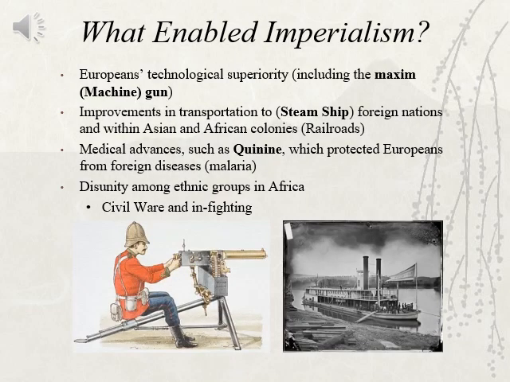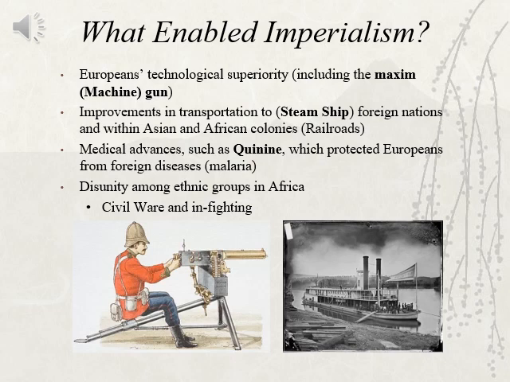So what helped enable imperialism? Well, we've talked about how Europeans' technological superiority helped them gain advantages, especially militarily. This included the Maxim or machine gun, the improvements in transportation from the steamship that helped the European powers get to Asian and African colonies. And once they were on those colonies, the Bessemer process and the cheap and affordable steel helped them build railroads and create infrastructure within those countries.